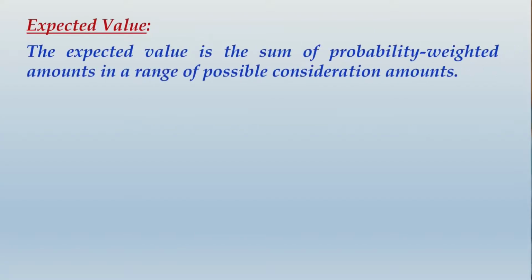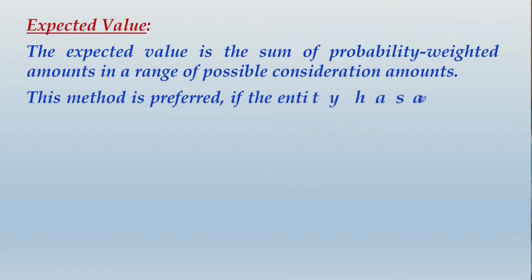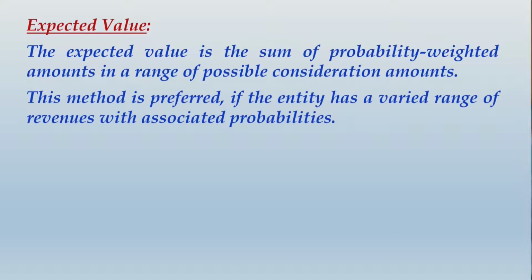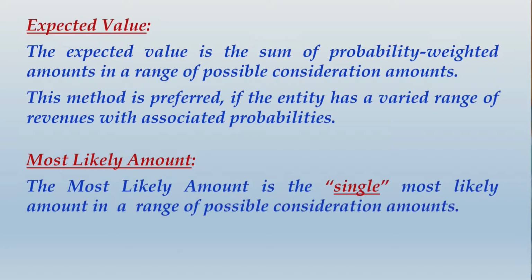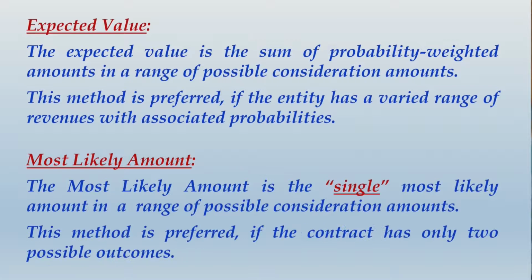The expected value is the sum of probability weighted amounts in a range of possible consideration amounts. This method is preferred if the entity has a varied range of revenues with associated probabilities. Then about most likely amount. The most likely amount is the single most likely amount in a range of possible consideration amounts. This method is preferred if the contract has only two possible outcomes. So friends, write up this whole thing and then we move ahead.